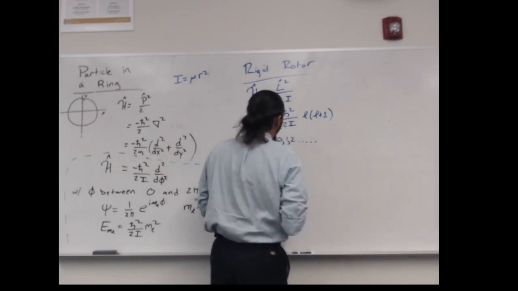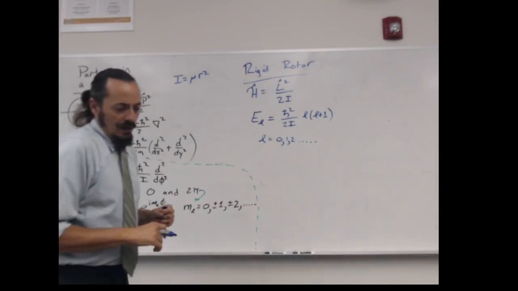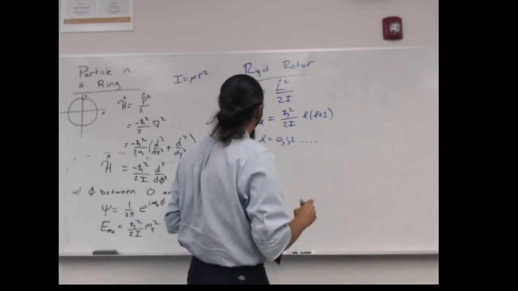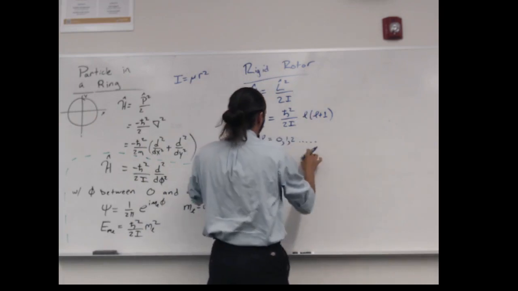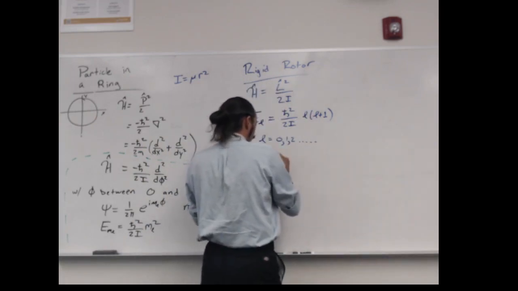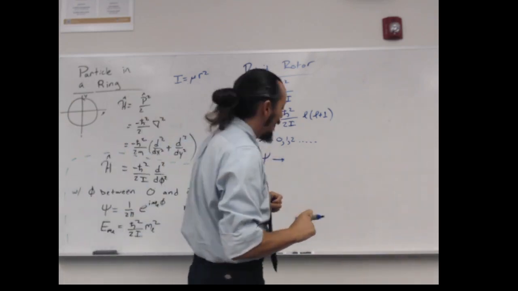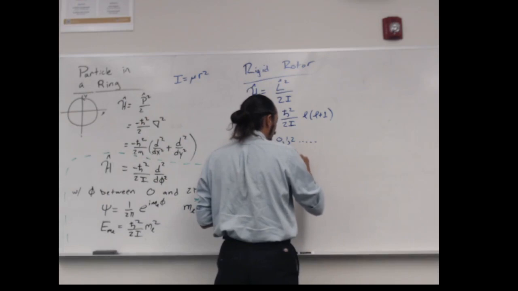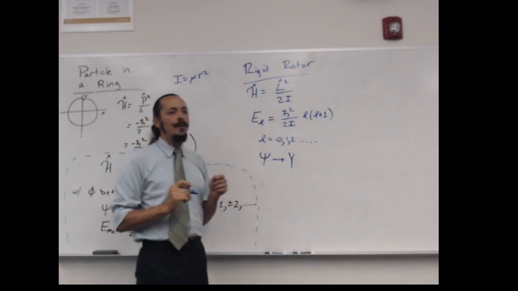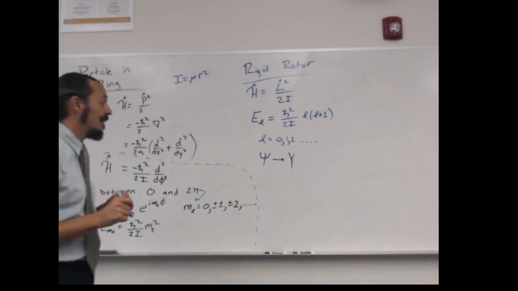L can be 0, 1, 2, 3, 4, 5, 6. There is a function associated with this. Oh, I forgot to bring something. It's okay. Those functions, we actually use a different symbol for them because the wave functions we're going to have are called spherical harmonics. They are very well studied.